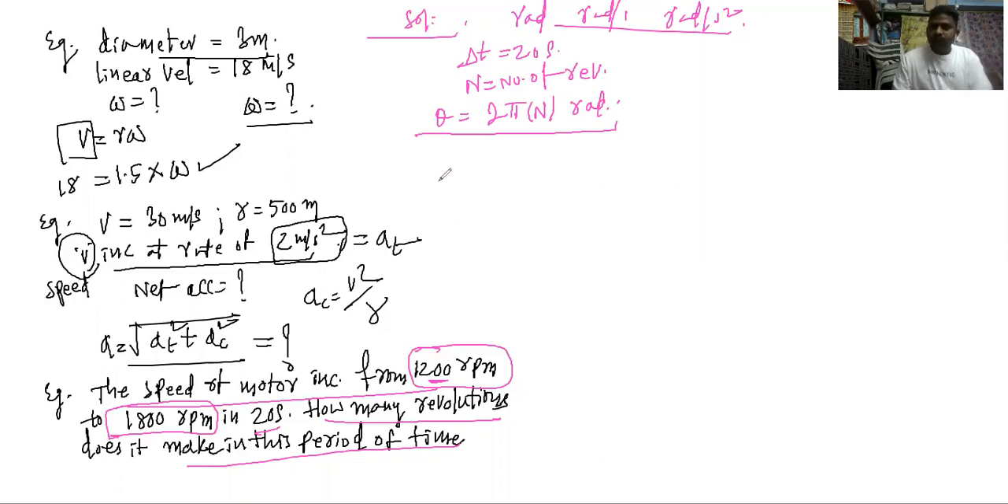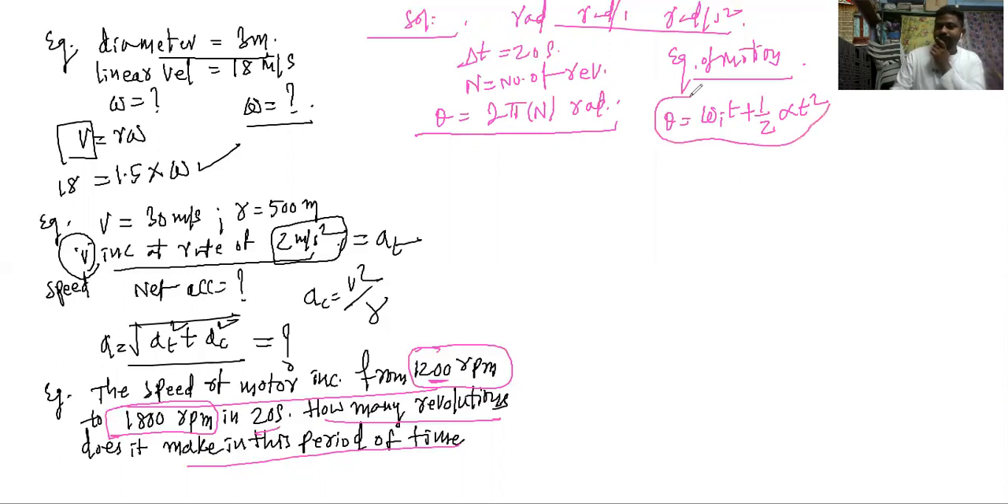Okay. Here we have the equations of motion in circular motion. Last class we discussed, theta is equal to omega I into t plus half alpha t square. This is the S is equal to ut plus half at square form. Here theta is equal to 2 pi n. Alright. Omega I. What is omega I? See, omega I can be written as 2 pi by T for one revolution.